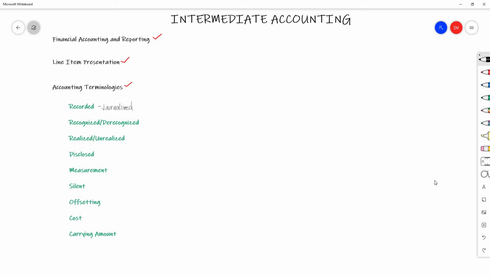And derecognition means that it should be excluded. When we say we recognize, for example, an asset, this means that we record the asset in the financial statement. We include that in the financial statement. When we say you should derecognize that asset, this means that you should remove the specific item from your financial statement. So that is for recognition and derecognition. Next, realized and unrealized. When you say realized, the idea of realize is to be turned into cash.